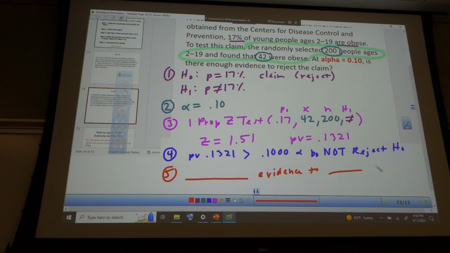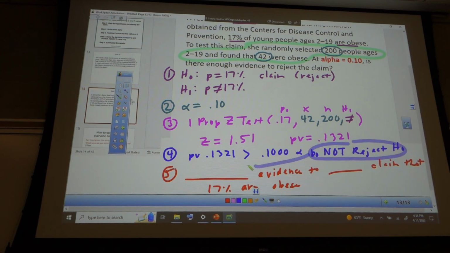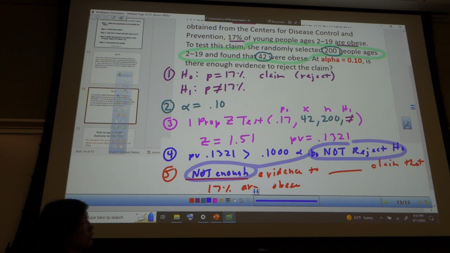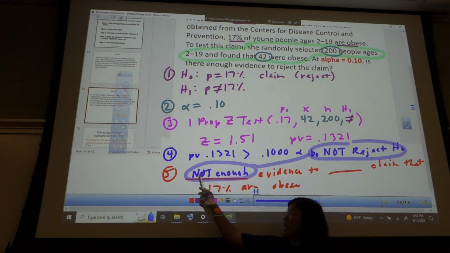Which means in step 5, blank evidence to blank claim. What was my claim? That 17% are obese. Okay, so first step, since I do not reject H naught, I do not have enough evidence. Everybody good with that part? Alright, there's a not here. If I do not reject, I do not have enough evidence.